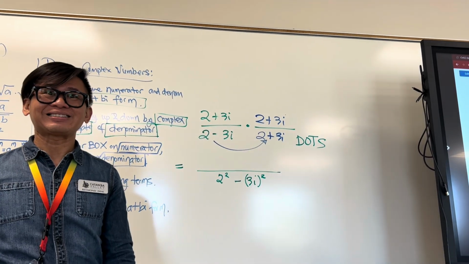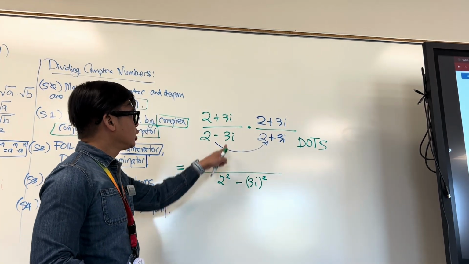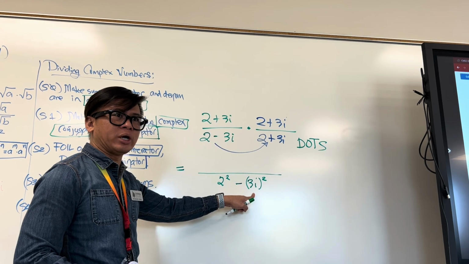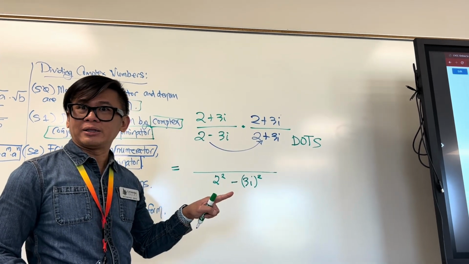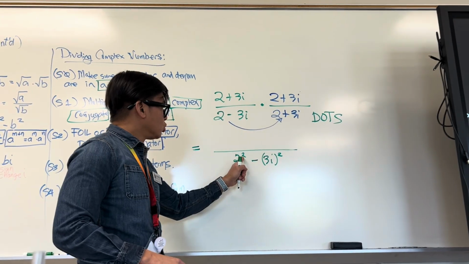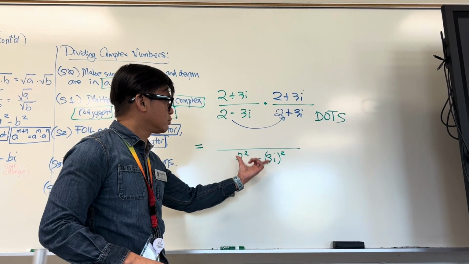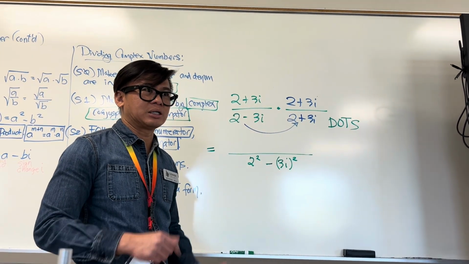Are we good? So again, that's DOTS below, right? You square the real, you square the i or the imaginary, subtract them, right? That's why it's called what? Difference of two squares, right? Get it? Right? So it's the difference of both terms that are both perfect squares. That's why it's called DOTS.